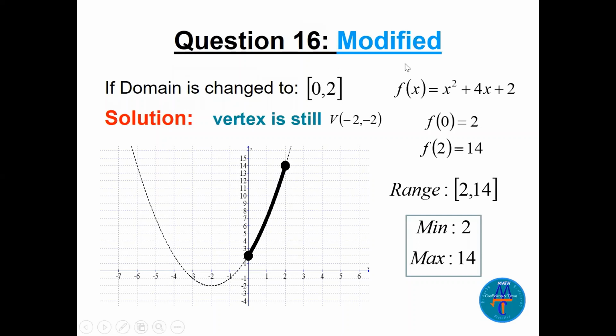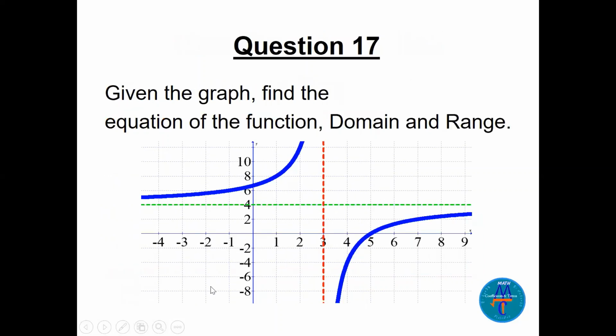Now, I modified this question. If I say the domain changed to 0 to 2, same function, same parabola, the domain from 0 to 2. See, here you can say f of 0 is 2 and f of 2 is 14, because the vertex is not included in this domain here. From 0 to 2, this part of the domain. So the minimum here is 2 and the maximum is 14. But in the other question, we have the minimum at the vertex.